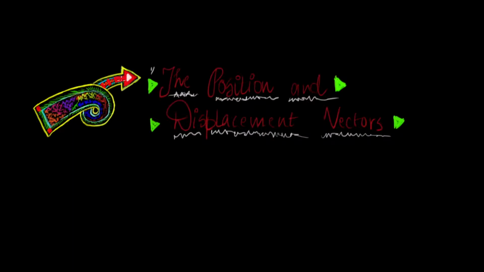Alright, so in this video I'm going to talk about position and displacement vectors. We use position and displacement vectors quite extensively in physics to understand the motion of a particle. So let us first draw how a particle moves. In order to do that, we define our coordinate axes, x and y, like so.